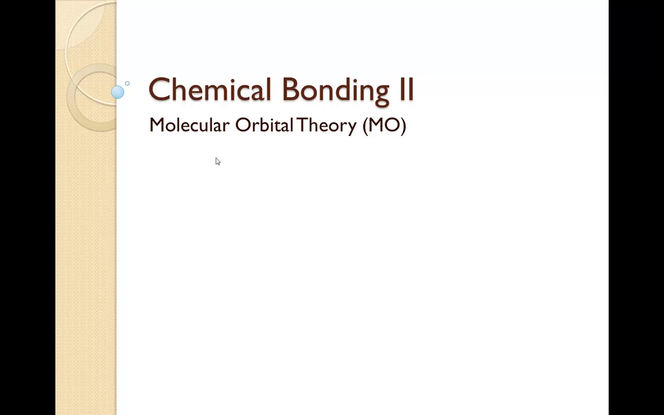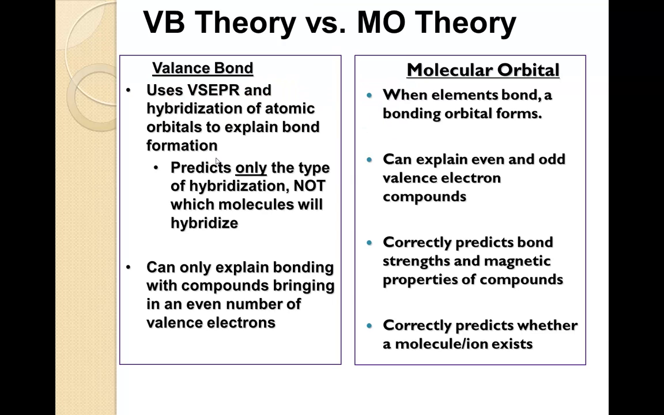In this tutorial, we will be discussing the molecular orbital theory. In previous tutorials, we have been discussing valence bond theory, which uses VSEPR, valence shell electron pair repulsion, and hybridization of atomic orbitals to explain bond formation. It predicts only the type of hybridization, not which molecules will hybridize. It can also only explain bonding with compounds having an even number of valence electrons.